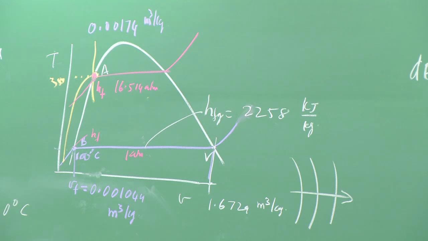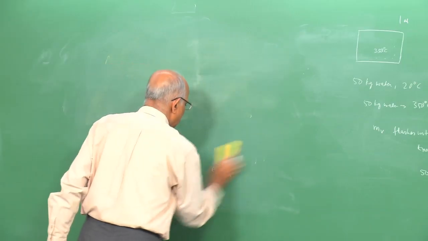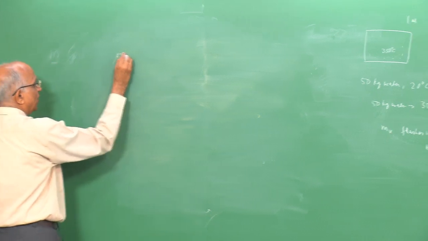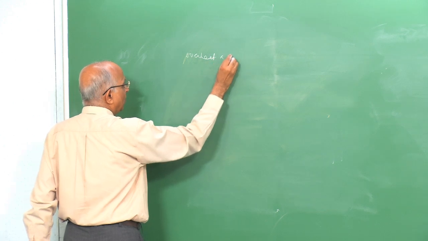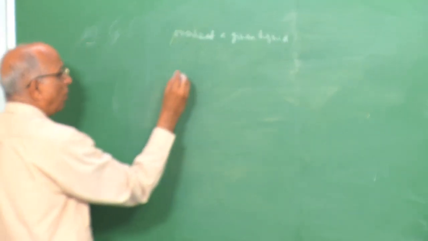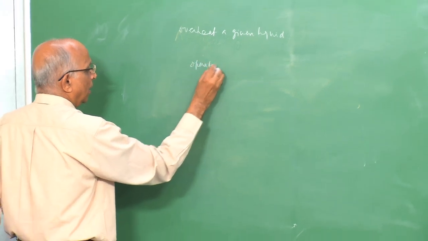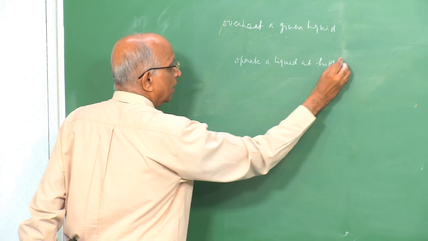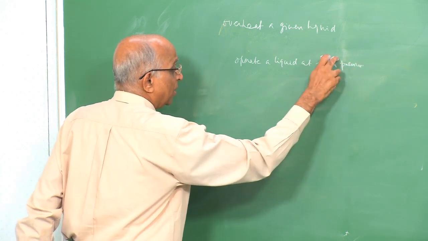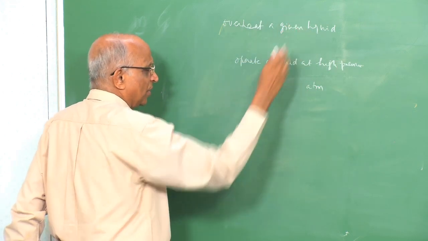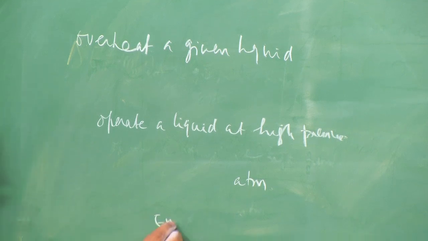And therefore, to sum up, what we have been talking about today is a physical process like a sudden vaporization, because we either overheat a given liquid, which could be any liquid, or else we operate a liquid like, say, butane at high pressure, and when we relax the high pressure to atmospheric pressure, or when we overheat the liquid at atmospheric pressure, a lot of energy gets locked in.